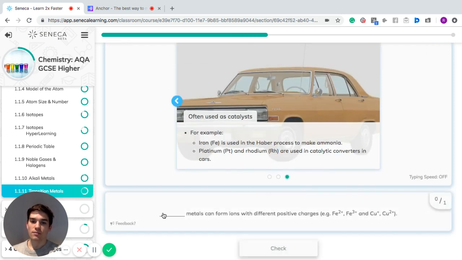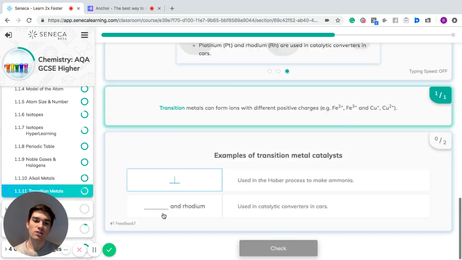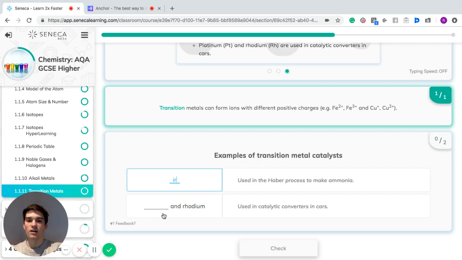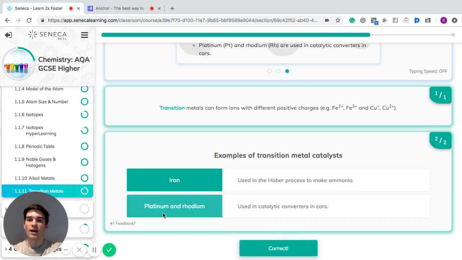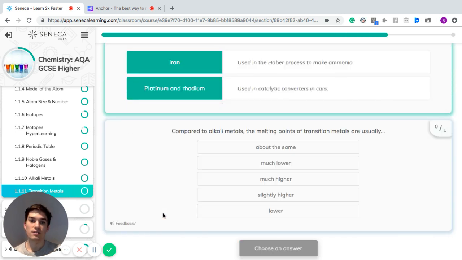So, remember, transition metals can form ions with different positive charges. For example, Fe2+, Fe3+, Cu+, and Cu2+. And some examples of transition metal catalysts are iron, which can be used in the Haber process to make ammonia, and titanium, and platinum and rhodium, which can be used for catalytic converters in cars.